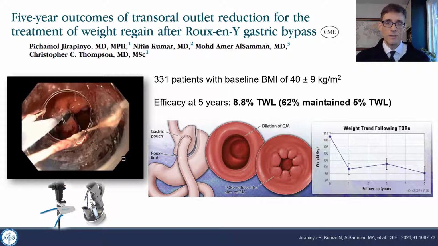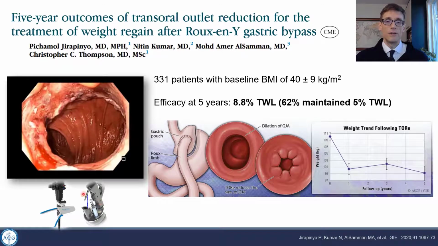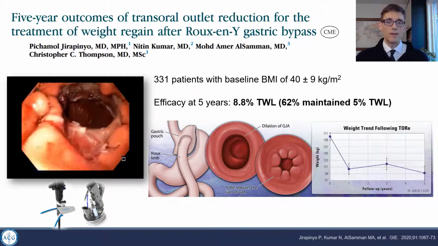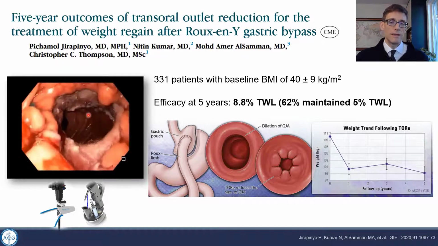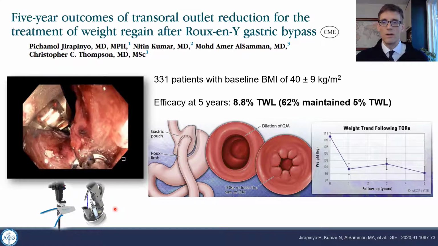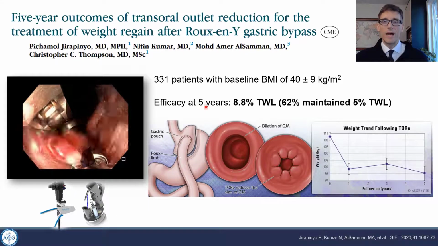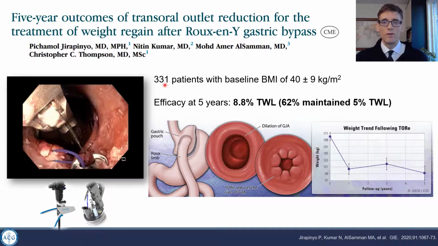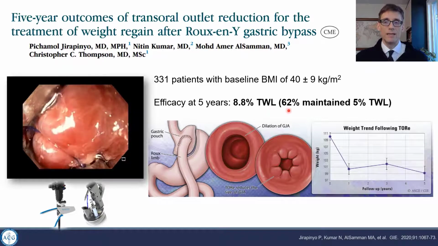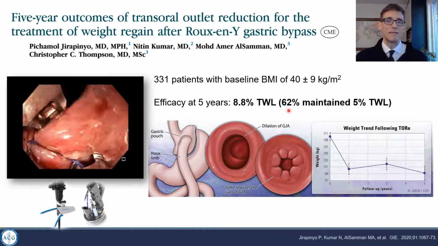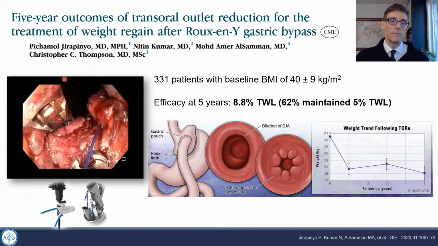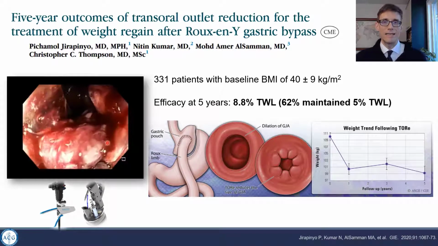The procedure has since undergone several refinements, including use of a full thickness suturing device and a purse string suture pattern, which is completely circumferential, and then it's sized over a balloon instead of using interrupted sutures as was done in the RCT. And you can see we now have 5-year data using this new pattern with over 331 patients, and there's an 8.8% total weight loss at that time, with 62% of patients maintaining at least 5% total weight loss. And the most recent version also involves removal of the mucosa around the outlet, and we're currently collecting data on that.